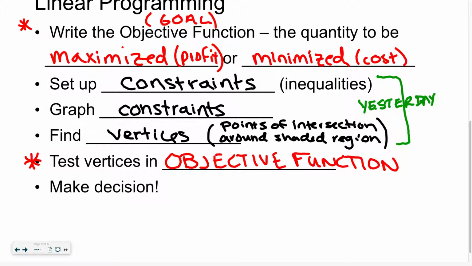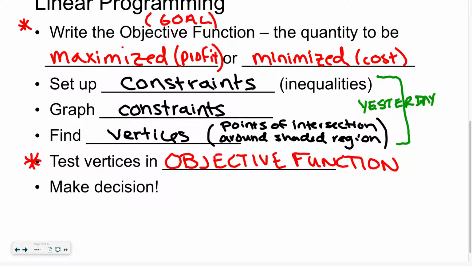And we have vertices as x and y. We plug them in, and we'll figure out what all the profits are for these different points. Pick the highest one. There's your maximum. If your objective function is all about the cost, you plug in the numbers, you'll get the lowest one as your minimum, your optimal cost.